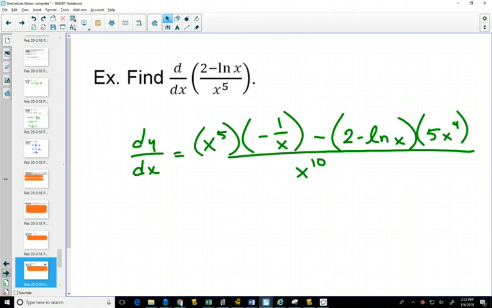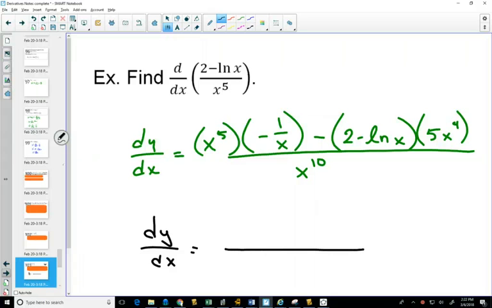No, I mean you can. If you wanted to simplify this, what would the textbook say? dy/dx would all be over an x to the 6 in the end. You would have negative 11 plus 5 natural log of x. That's what the textbook would have as the answer.